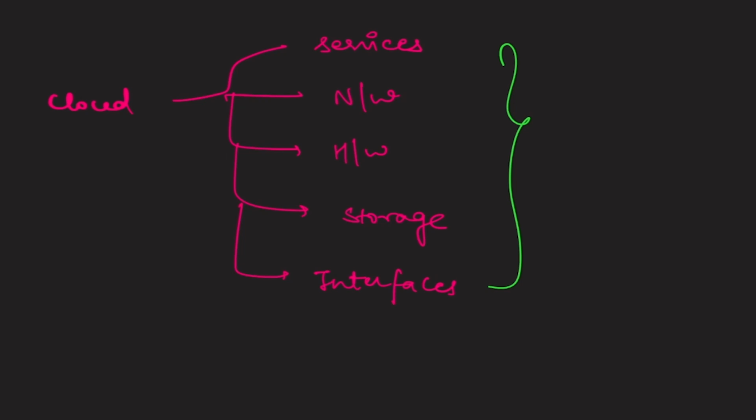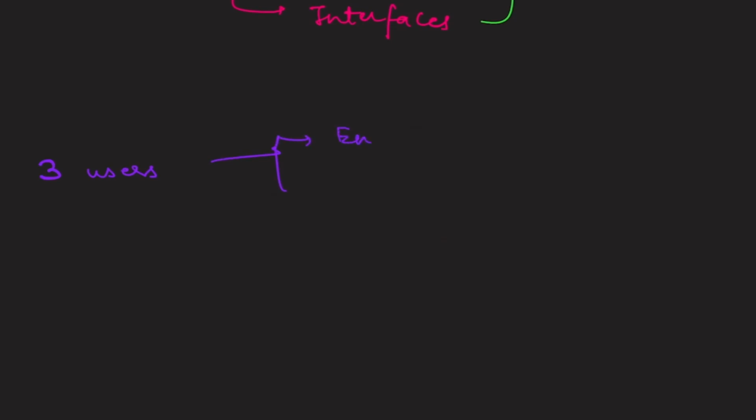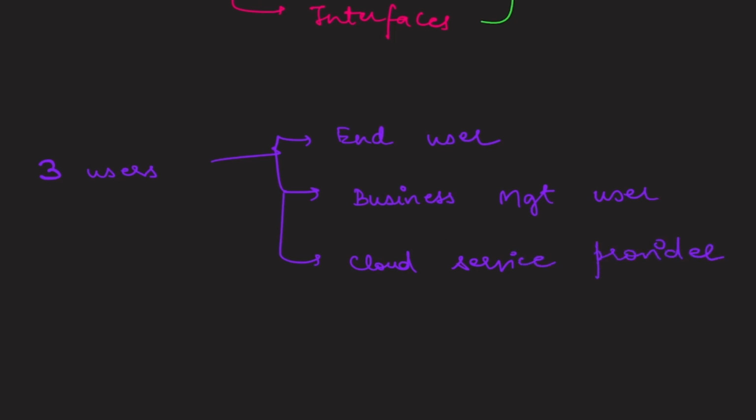Now when we talk about a cloud, here we have three different types of users. The first type of user which we have here is your end user. The next one which we have is business management user. And lastly we have something which is called cloud service provider. What is going to be the major role of this end user? This end user is going to be the one who will be using the services provided by the cloud.